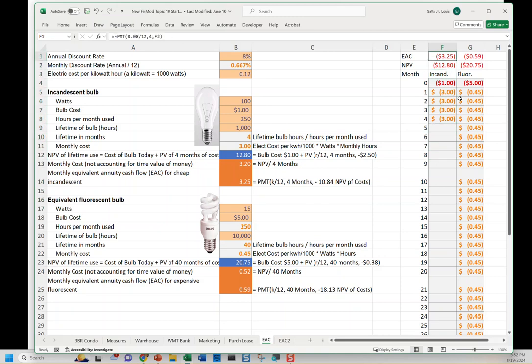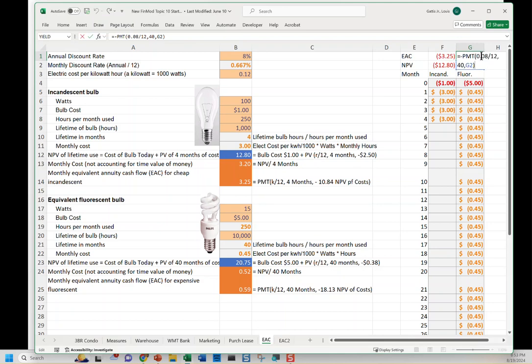If you have a mutually exclusive investment in which you have unequal lives, first calculate the NPV. Then spread the NPV as a payment. So notice I did a payment function. I put in the monthly discount rate, and I say four periods, and where it says present value, I put in the NPV of the light bulb. And what that says, it makes equivalent 4 monthly payments of $3.25.